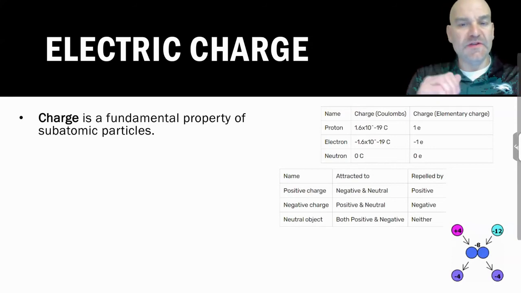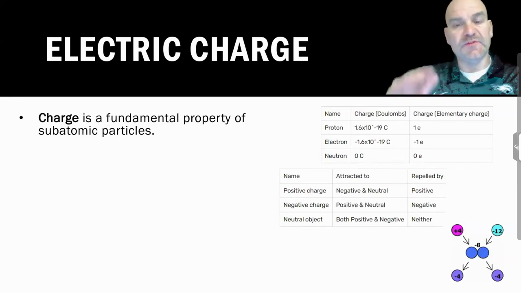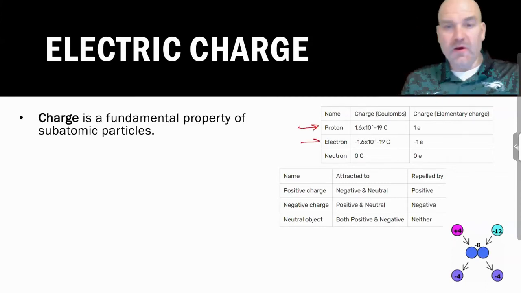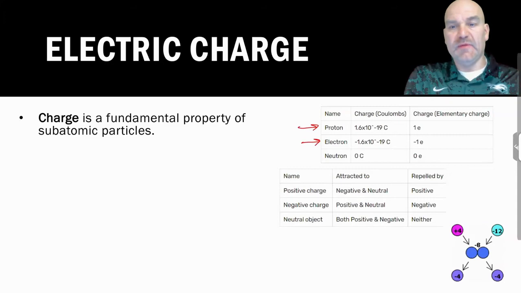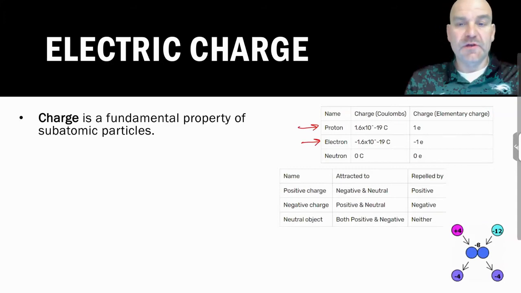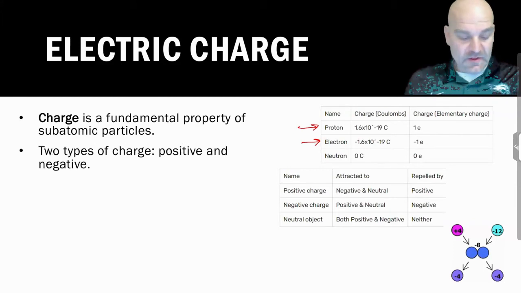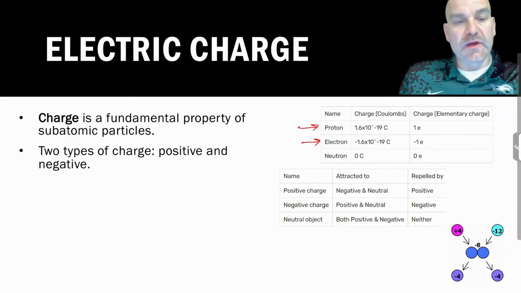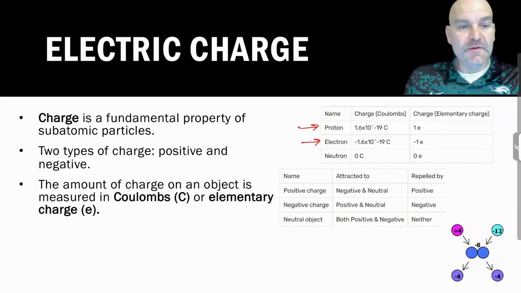The proton and the electron both have charge, the proton being a positive charge and the electron being a negative charge. And they both have the same amount of charge, and that happens to be what we call the elementary charge. Again, two types of charge, positive and negative.